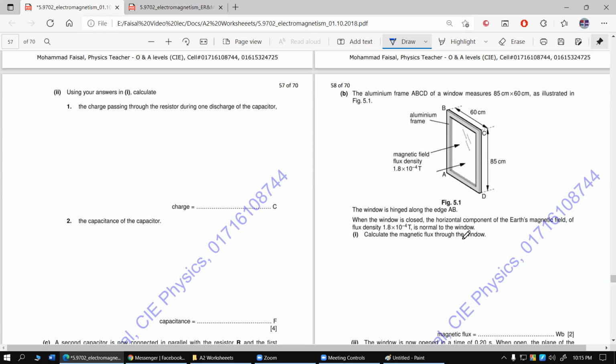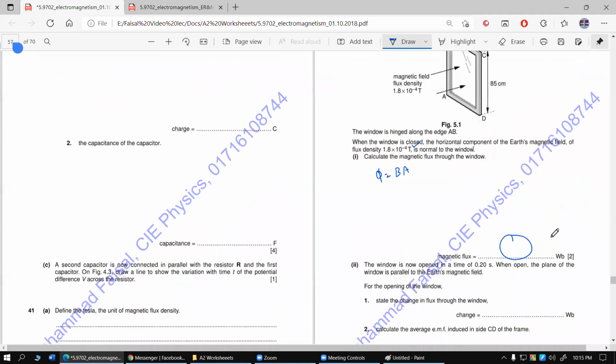Magnetic flux through the window basically means magnetic flux linkage. So this will be given by phi equals BA. The value of B is given, you have to find the area. Be careful to convert everything into meters so that you get the magnetic flux linkage in Weber.